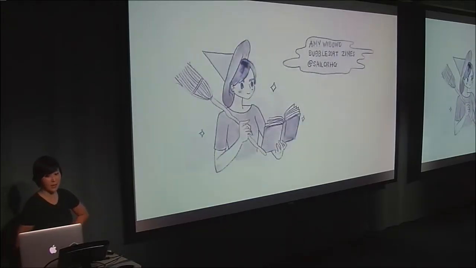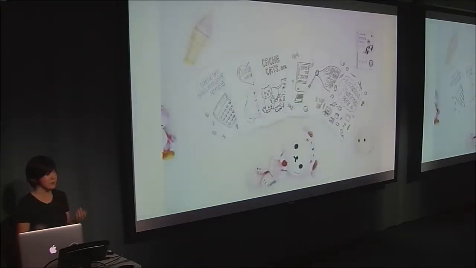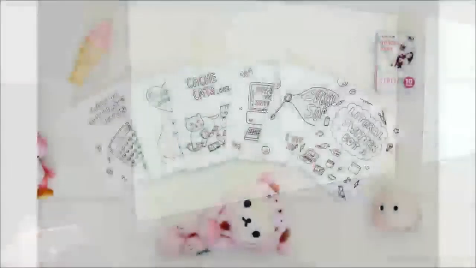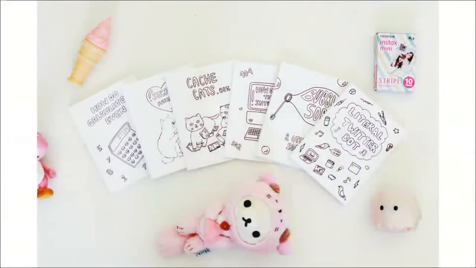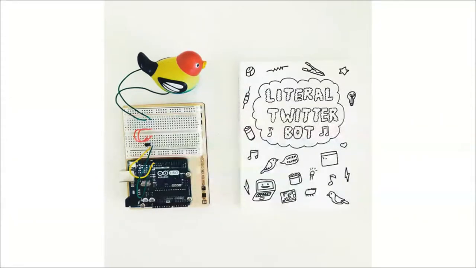That said, I write bubble sort zines, which use drawings and stories to explain how computers work. I go by Sailor HG on the internet. Bubble sort zines cover a wide range of topics from encryption to TCP/IP to memory caching. And the most recent bubble sort zines issue is about hacking, hardware, and microcontroller programming.